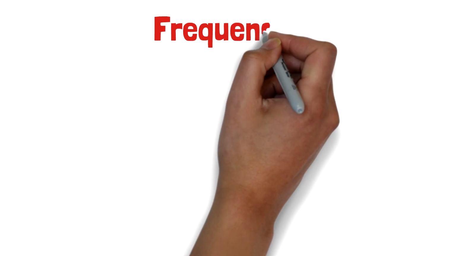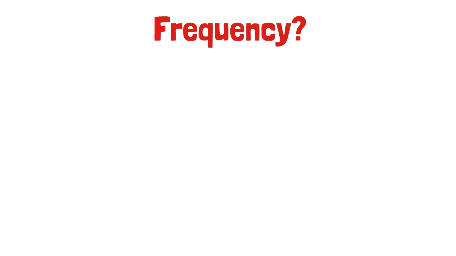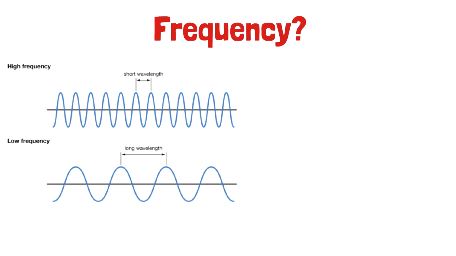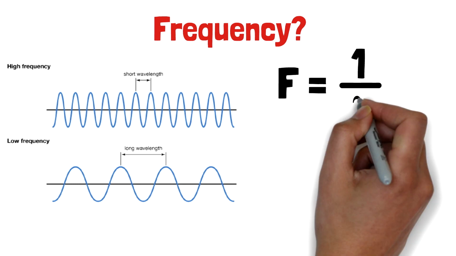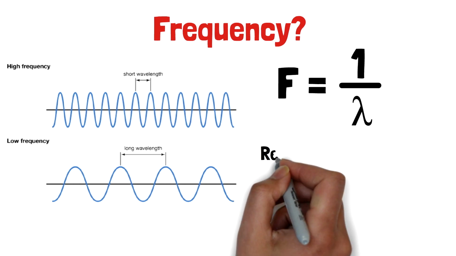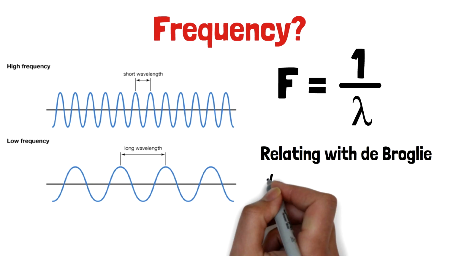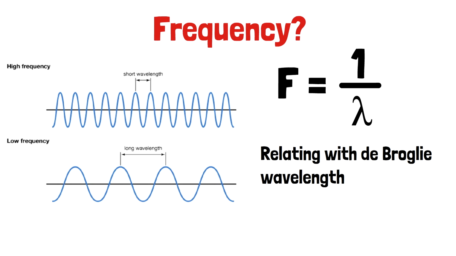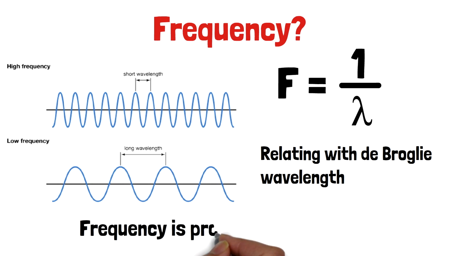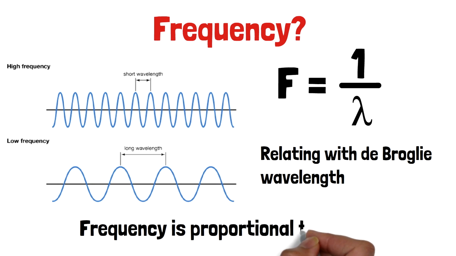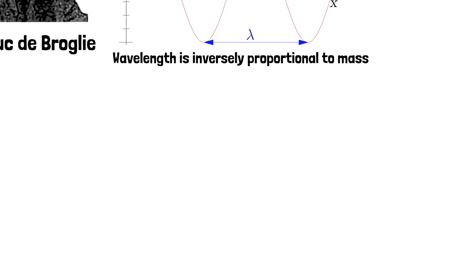Well, it is determined by the frequency of the object. I'm sure everyone has heard of the term frequency before. Waves with shorter wavelengths have higher frequency and vice versa. In scientific language, frequency is equal to 1 divided by wavelength. Now, relating this to the de Broglie wavelength that we mentioned earlier, we can say that frequency is proportional to mass, meaning that objects or particles with higher mass have higher frequency.